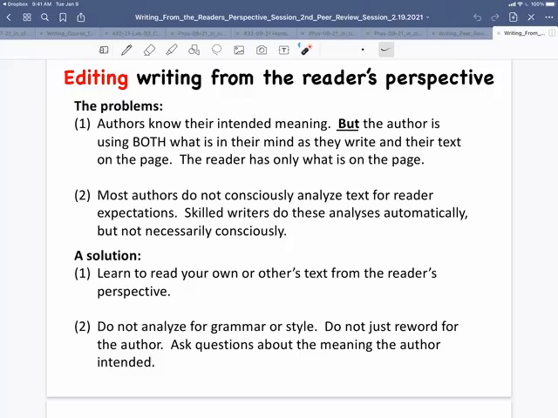So the goal is to learn to read your own or others' text from a reader's perspective. It's not important to analyze for grammar or style unless the grammar affects meaning. Most of the time, grammatical errors won't, and so you don't need to worry about them. That's good work for copy editors. And don't just reword for an author. Ask questions about the meaning the author intended, and then the author works on the edits.